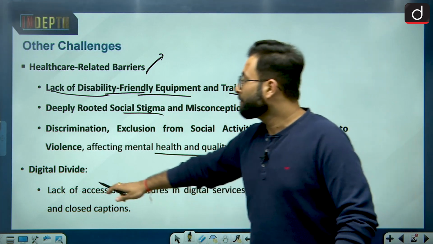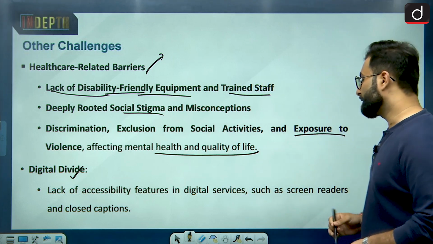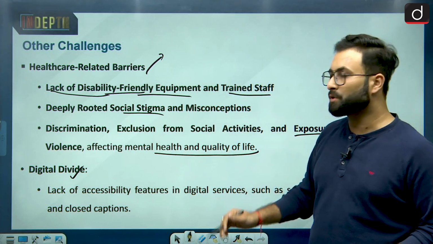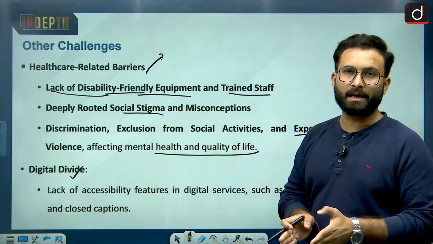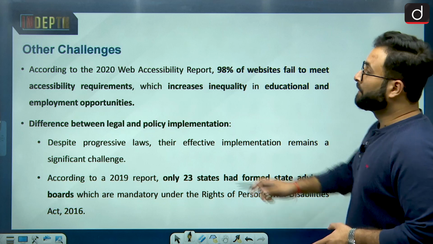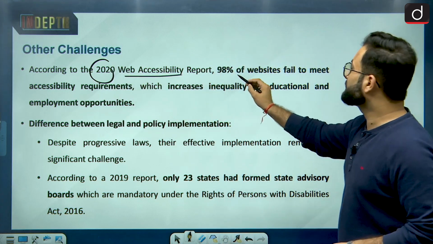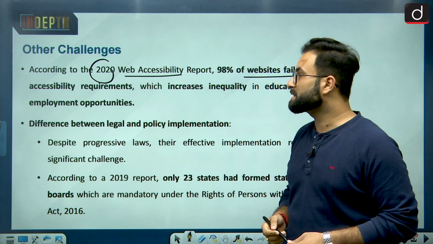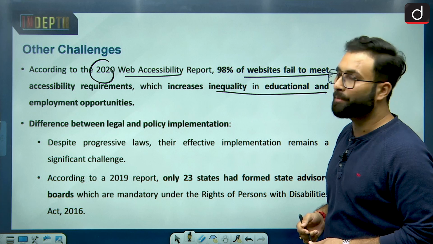Okay, now the digital divide. If we talk about the lack of accessibility features in digital services, such as screen readers and closed captions, obviously there also we are facing a digital divide. According to the 2020 web accessibility report, 98% of websites failed to meet the accessibility requirements, which increases inequality in educational as well as employment opportunities.